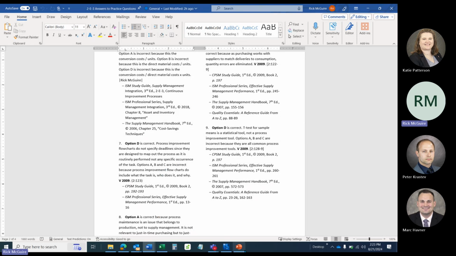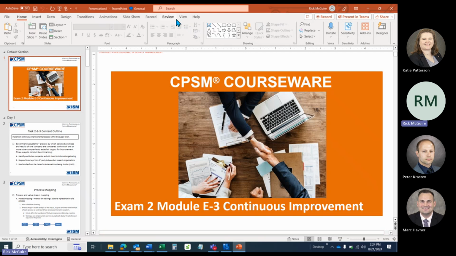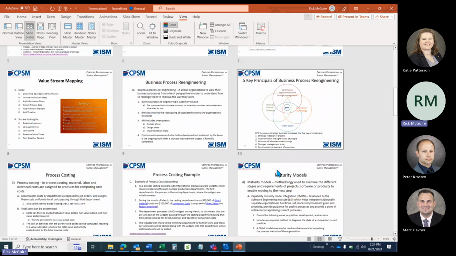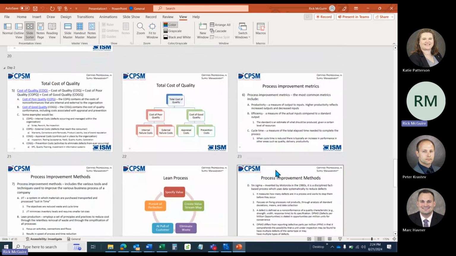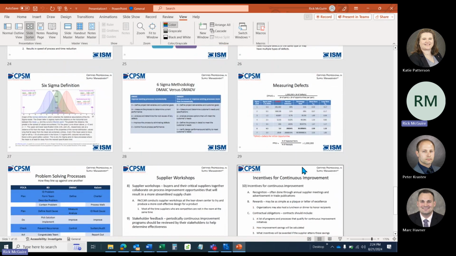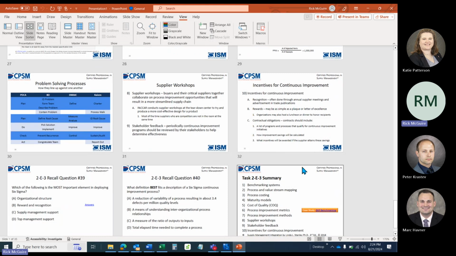All right, so tomorrow we will finish this off with some more stuff on continuous improvement. Ooh, total cost of quality, Lean, Six Sigma, all that good stuff. This is kind of a cool chart we'll cover too. All right.